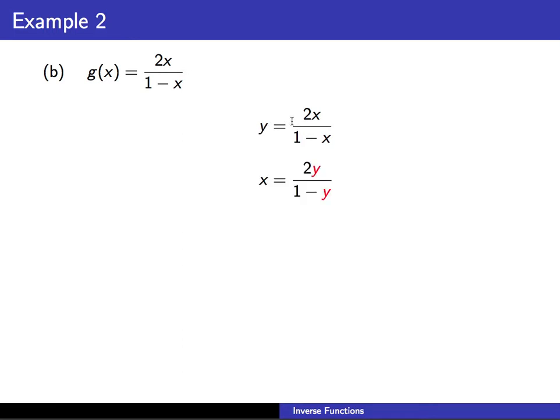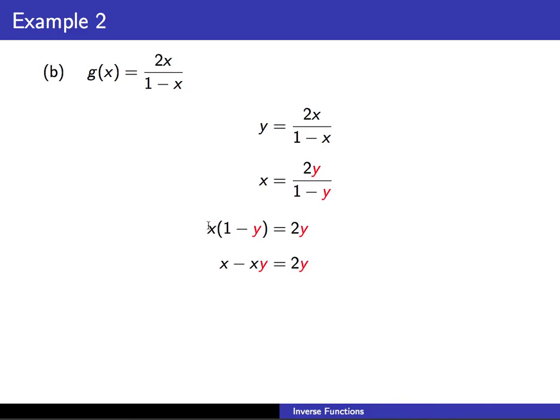Switch our x's and y's, and in this case we have an x in the numerator and an x in the denominator, so we're going to have a y in the numerator and a y in the denominator. So that's perfectly fine and absolutely possible. I don't like fractions any more than the next person, so I would multiply both sides by 1 minus y to clear out my fraction. And we get x times 1 minus y equals 2y.